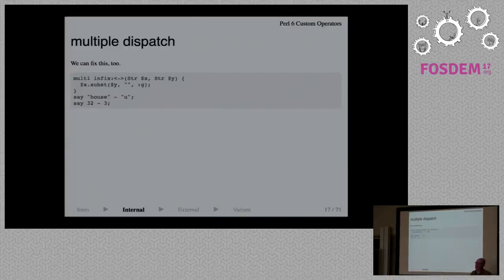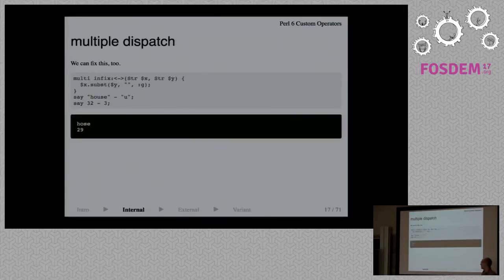We can give types to our arguments. We define the arguments, we say they are strings, Str $x and Str $y, and instead of a sub, it's now a multi. So we have multiple dispatch for functions and multiple dispatch for arguments. So now, when we have house and u, which are both strings, and we have 32 minus 3, we get the correct thing. We get hose for the strings, but we still get 29 for the numbers.